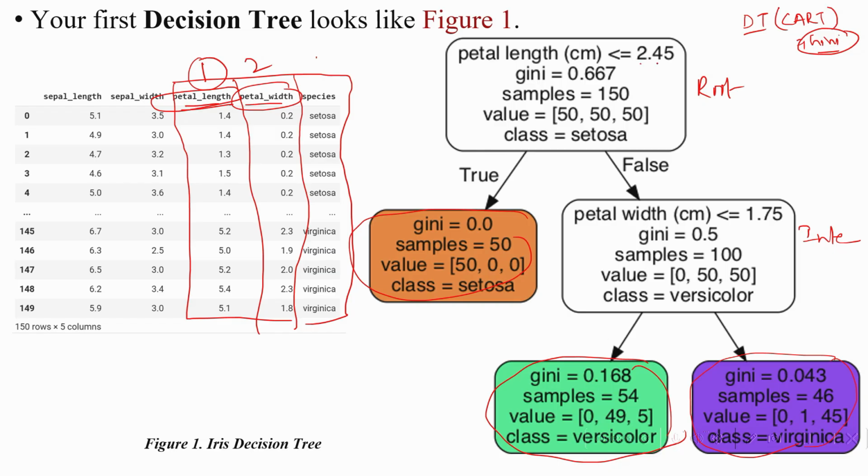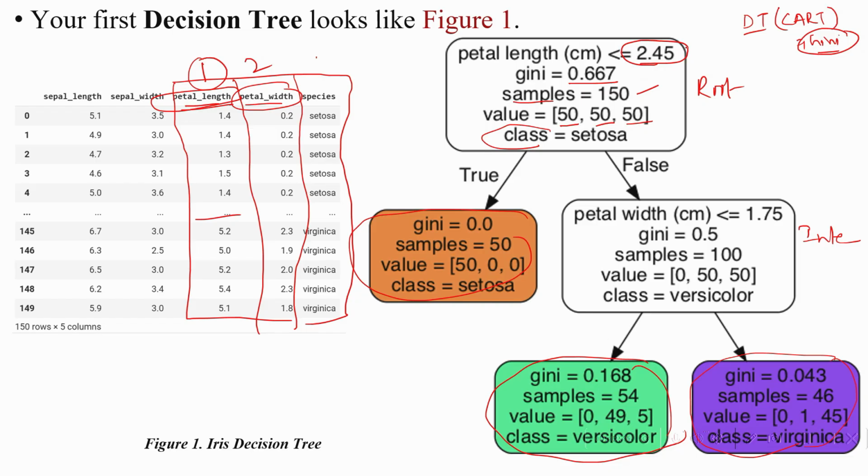Now here the petal length threshold is 2.45. If petal length is less than or equal to 2.45, all samples belong to the Setosa class. Here we check the condition: Gini equal to 0.67. There are 150 samples, and the values are 50 Setosa, 50 versicolor, and 50 virginica. The class is Setosa.